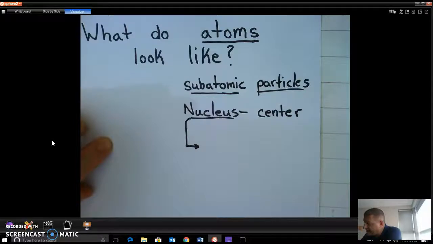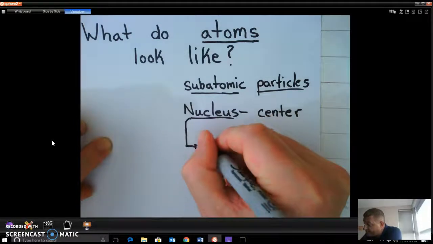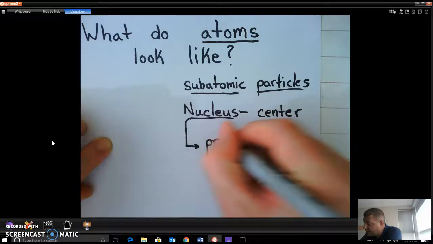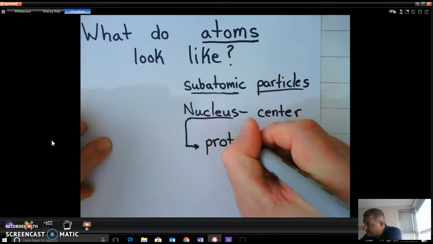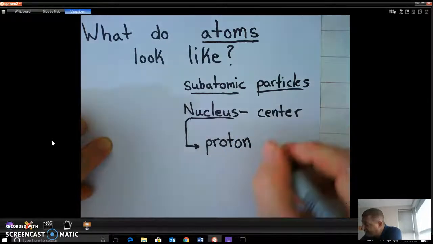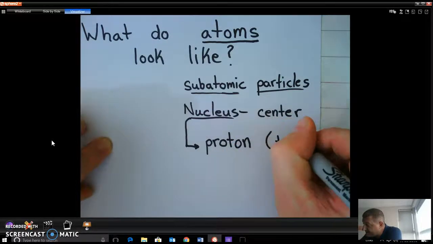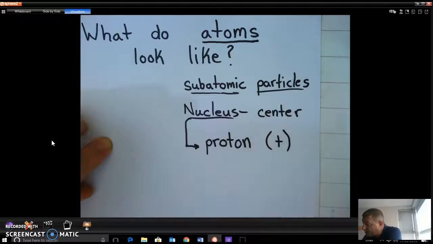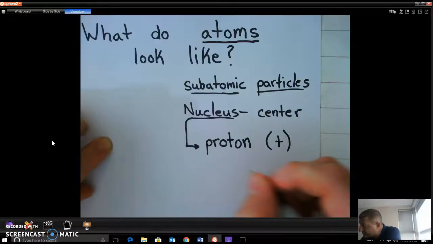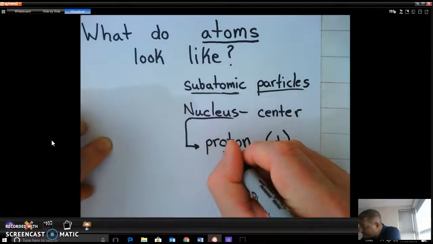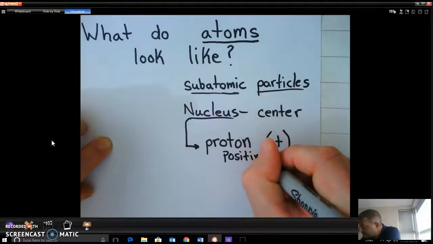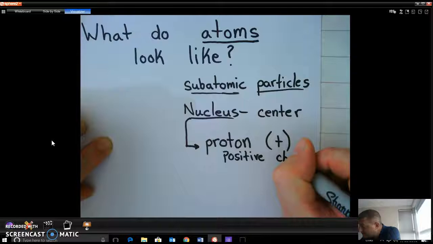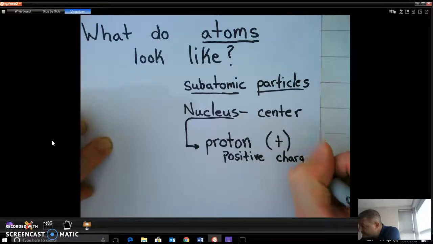And I'm going to draw a line down, like this, and a little arrow here, because the nucleus has something in it. It's called a proton. Raise your hand if you've ever heard of a proton. Proton. Okay, a proton carries a positive charge. It's a tiny little particle found in the nucleus of an atom, carries a positive charge. So let's write that down. That's an important piece of information.